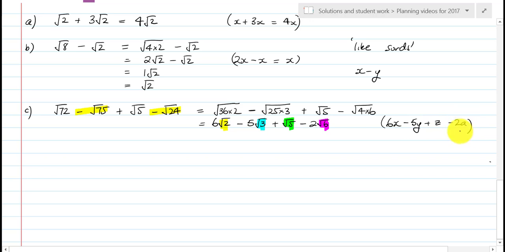There are no like algebraic terms. There are no like surd terms, and I can't do any more with this question. Now let's move on and talk about multiplying and dividing.